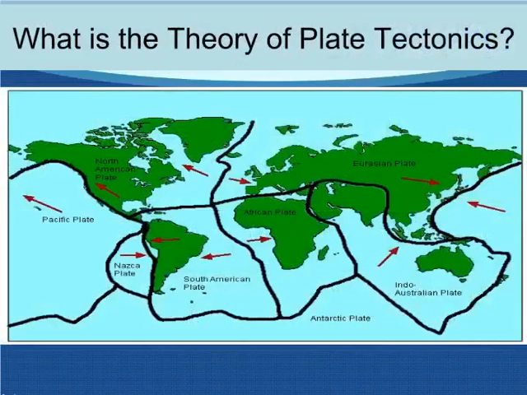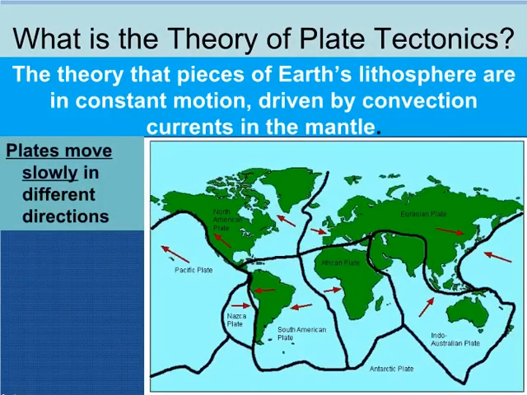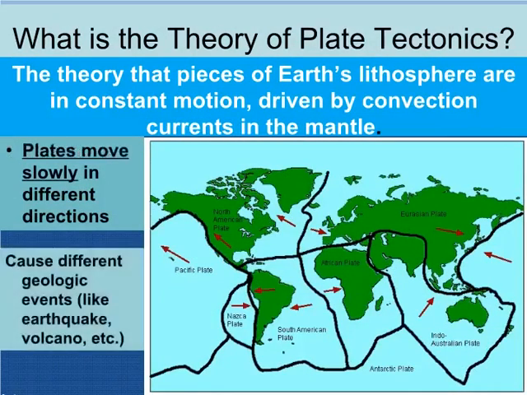What is the theory of plate tectonics? The theory that pieces of Earth's lithosphere are in constant motion, driven by convection currents in the mantle. Plates move slowly in different directions. They cause different geologic events like earthquakes and volcanoes.